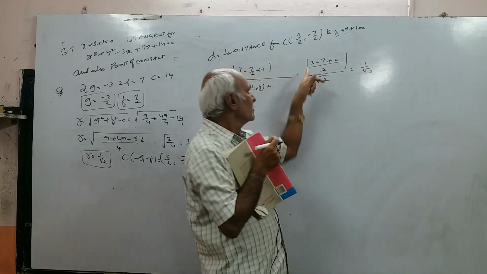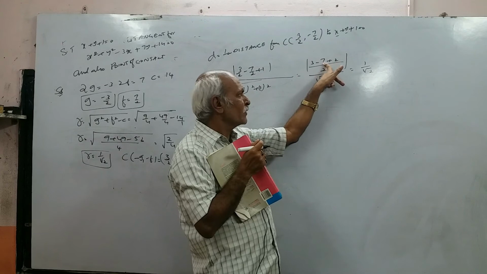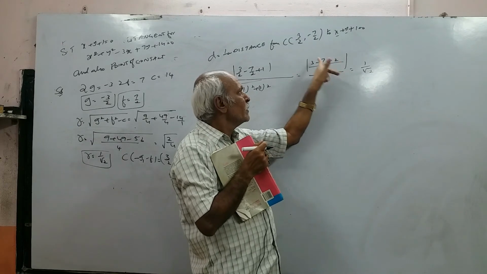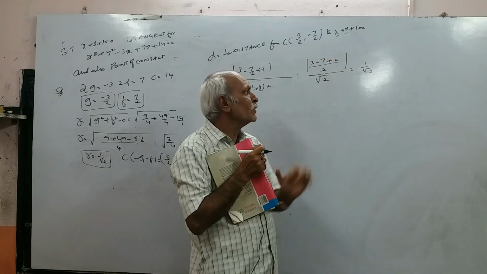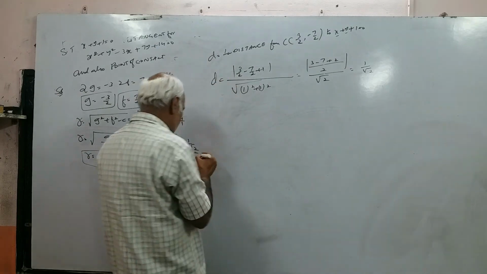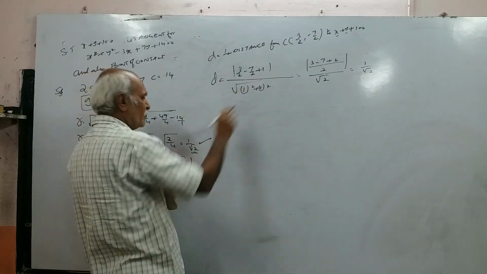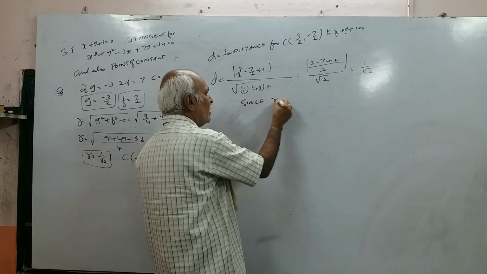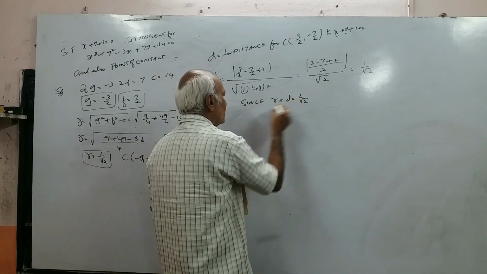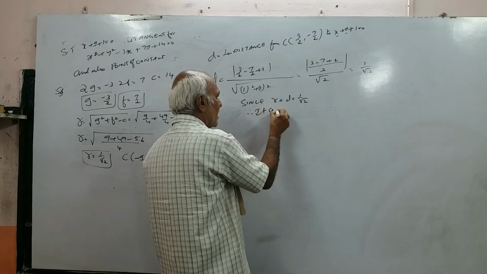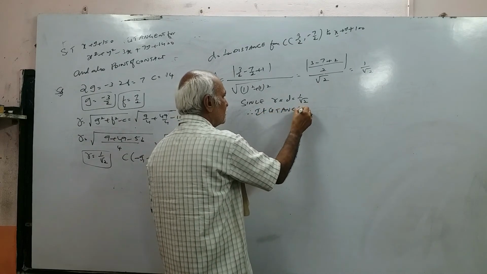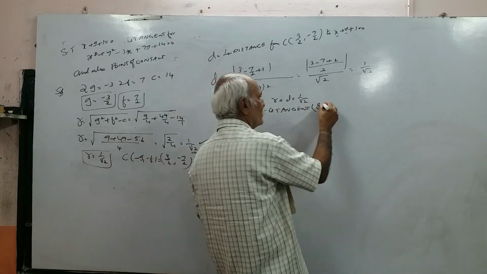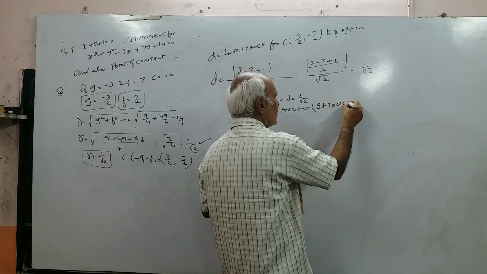Clear, sir? 3 plus 2 is 5, 5 minus 7 is minus 2 by 2, 2 by 2 is 1. But the minus sign is there, and because of the modulus, 1 by root 2. Now what D value did we get? D value is 1 by root 2. R value is also 1 by root 2. Since r is equal to D is equal to 1 by root 2, it is a tangent. It means it touches. We can say it touches.